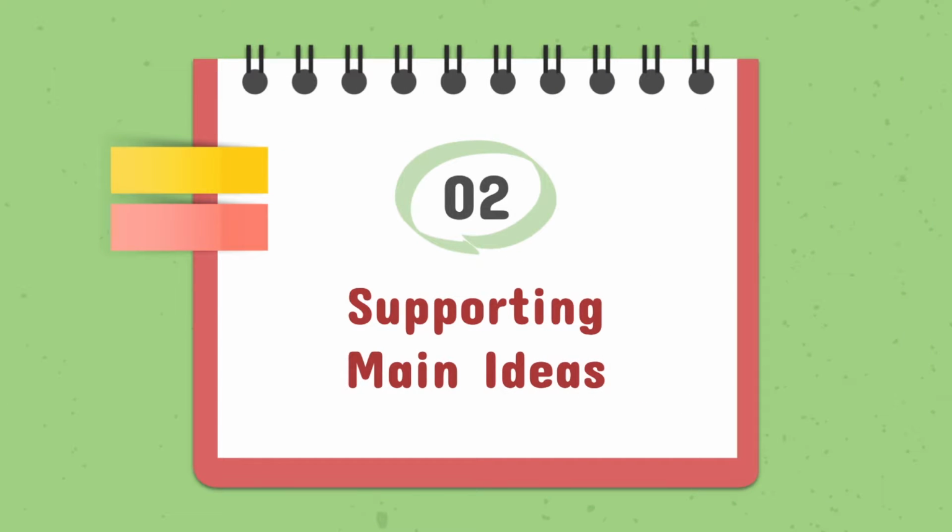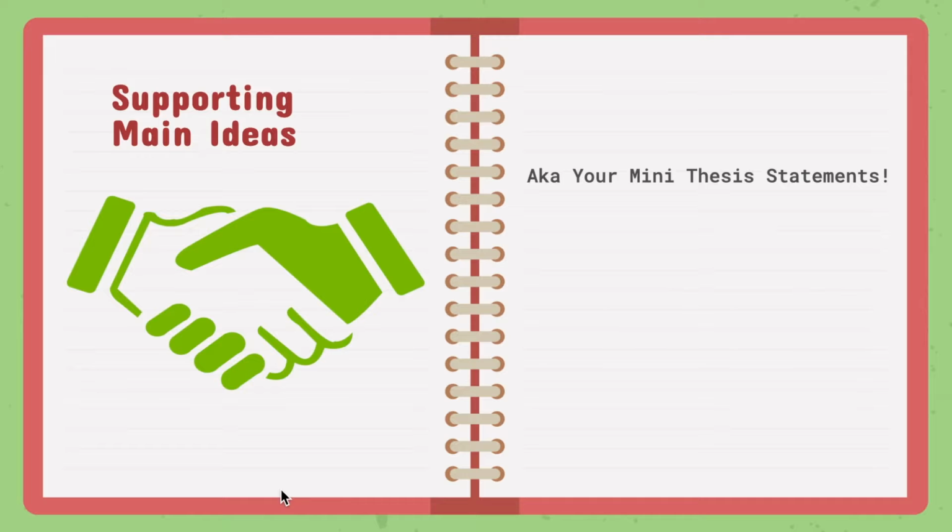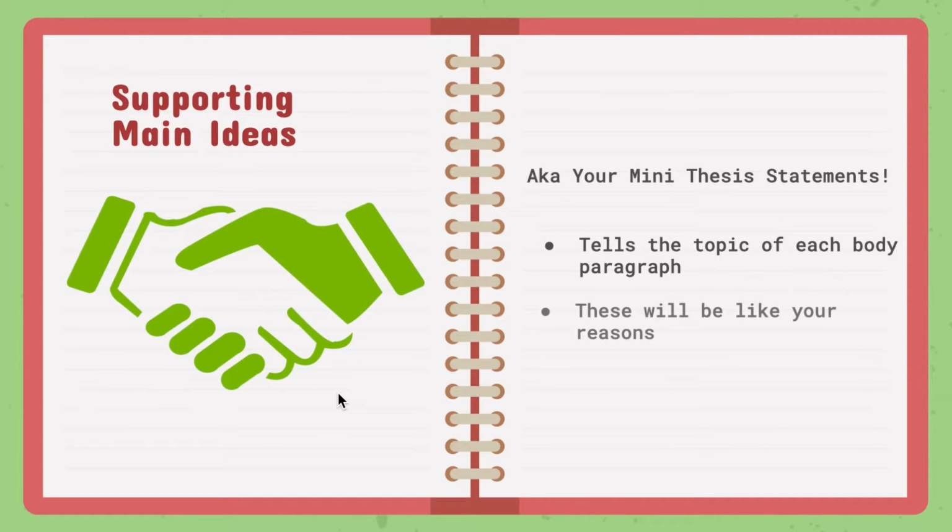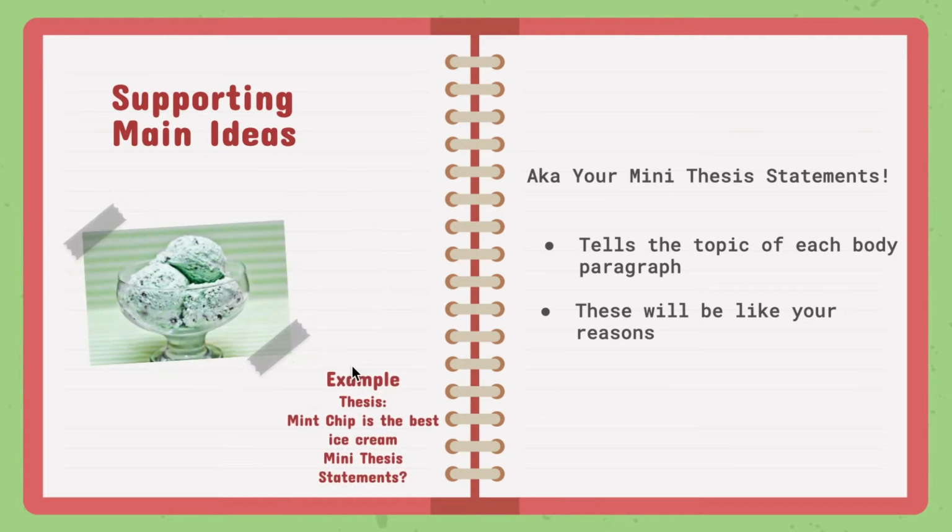The next step is to figure out what your supporting main ideas are going to be. In a 5-paragraph essay, there will be about 3 of these statements. Similar to your thesis statement, your supporting main ideas or mini thesis statements tell the reader what each paragraph is about. They are also supposed to act as the reasons to support your thesis. For example, if we were to argue that mint chocolate chip ice cream is the best ice cream flavor, we would need reasons why. Those reasons will act as your mini thesis statements.